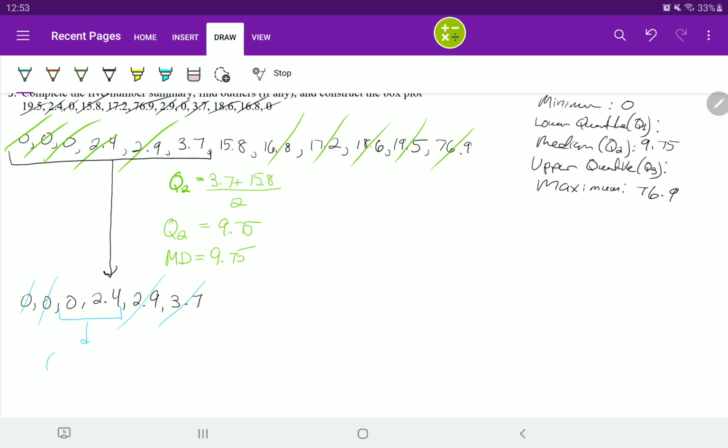Because there's 2 middle values, you're going to add those up. So 0 plus 2.4, and divide that by 2. So that's going to be 2.4 divided by 2, which is 1.2. And that is your quartile 1, your first quartile, or you can call it your lower quartile.